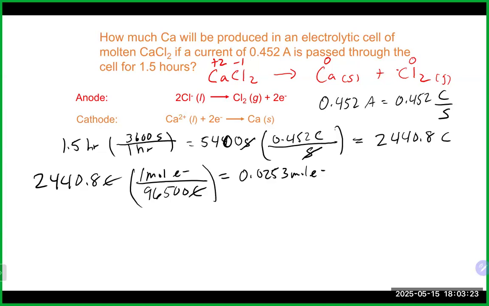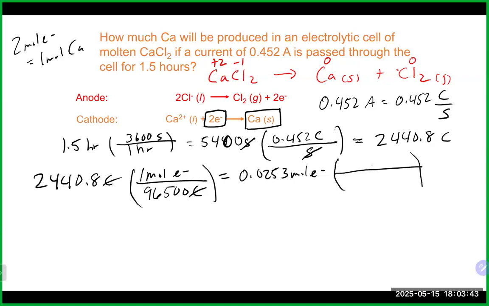At this point, we're going to go to our half reactions. In the case of this problem, we're interested in the calcium. So again, we want the mole to mole relationship from the half reaction. And we can see that for every 2 moles of electrons, we get 1 mole of calcium out. That is the conversion factor we're going to use to get us to moles of calcium.